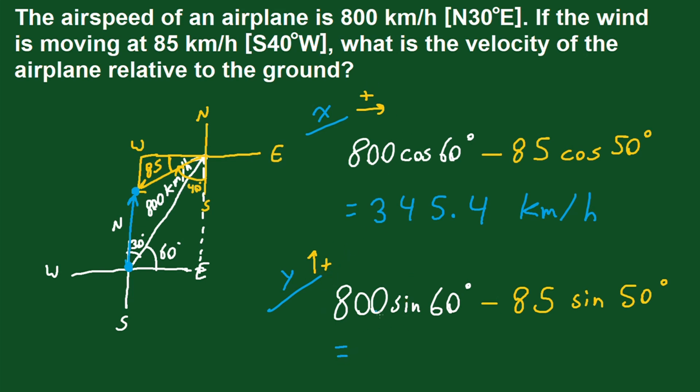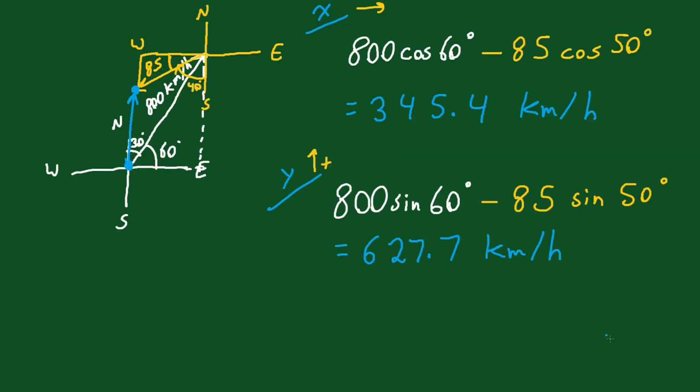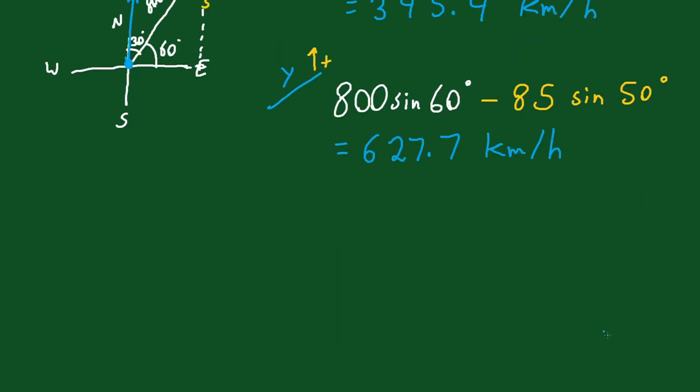Now, when you add these two together, you should get an answer of 627.7 kilometers per hour. So these are the components we get. So if you take these two components and you say, okay, 345.4 to the right and 627.7 vertically up, then what is the resultant vector that you get? Well, you can simply use Pythagorean theorem, right? This is a 90-degree triangle. We'll use the Pythagorean theorem to figure out the magnitude of that resultant vector. So we're going to call this vector r.